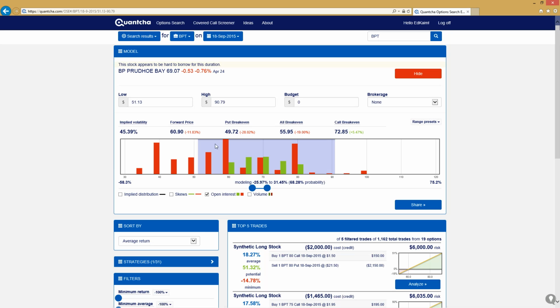We will be adding in put to call ratio and a couple of other smaller numbers like that in the not too distant future. But this is just giving you some good insight and just more ammo, so as you're modeling where you think the stock's going to go, you'll have access to it.